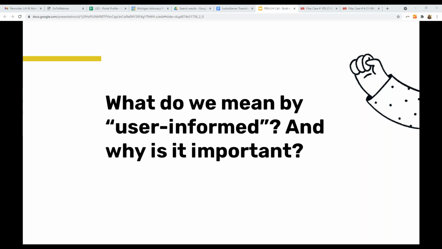But just to orient us to start, we talk about user experience design, usability testing, but at the heart of this, what do we really mean by something that's user informed, and why is it important?